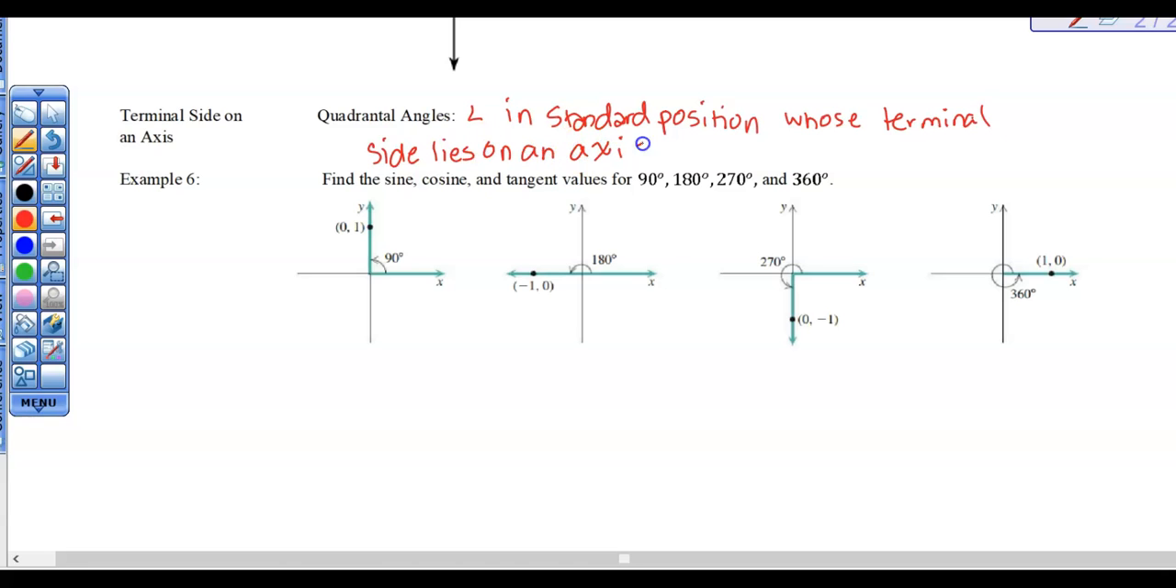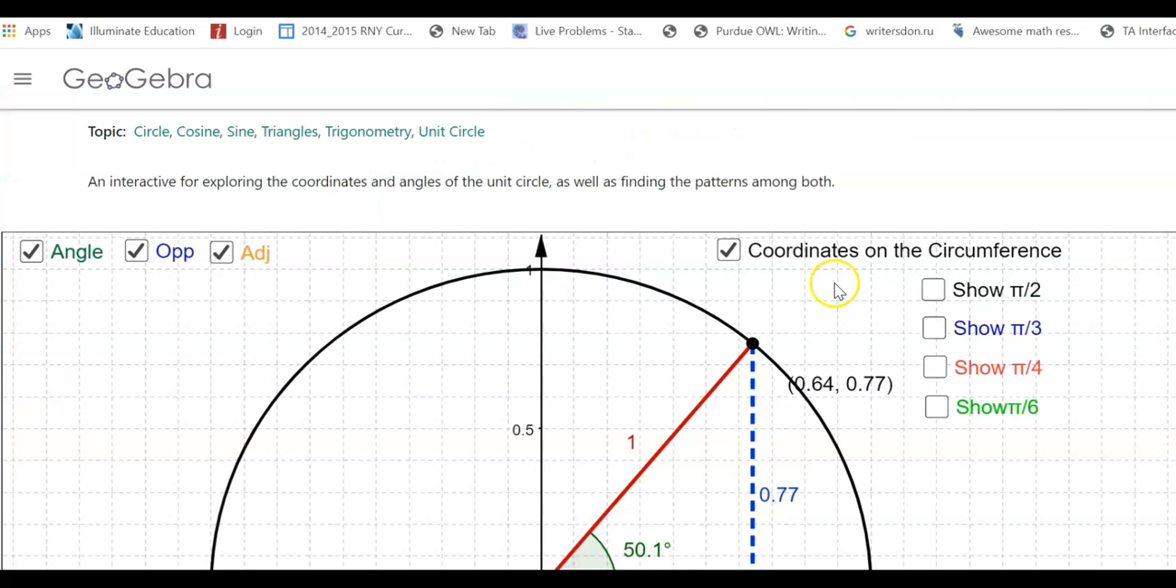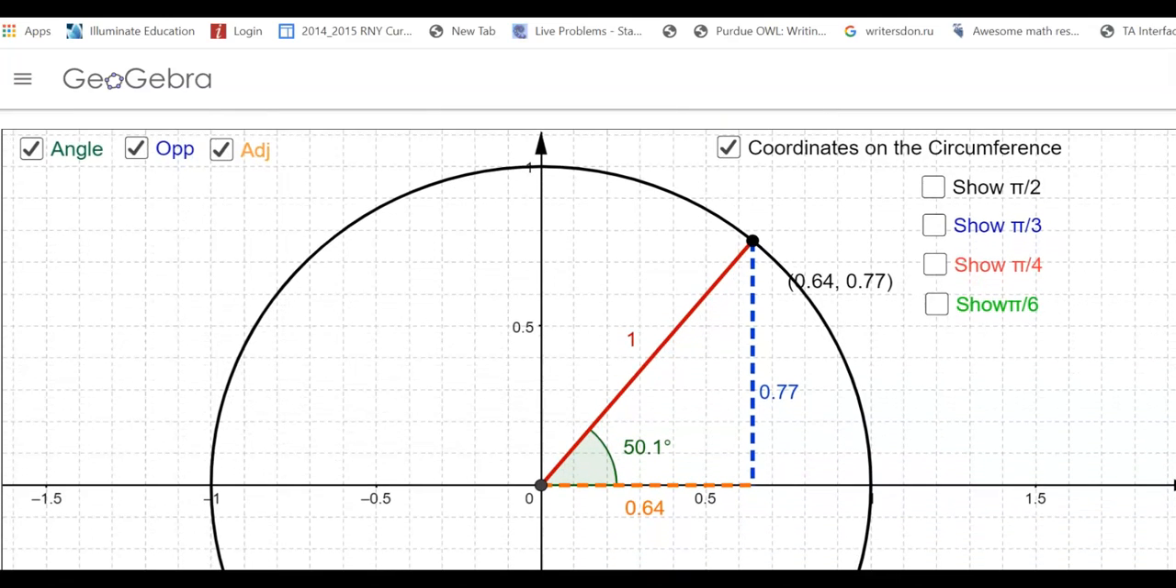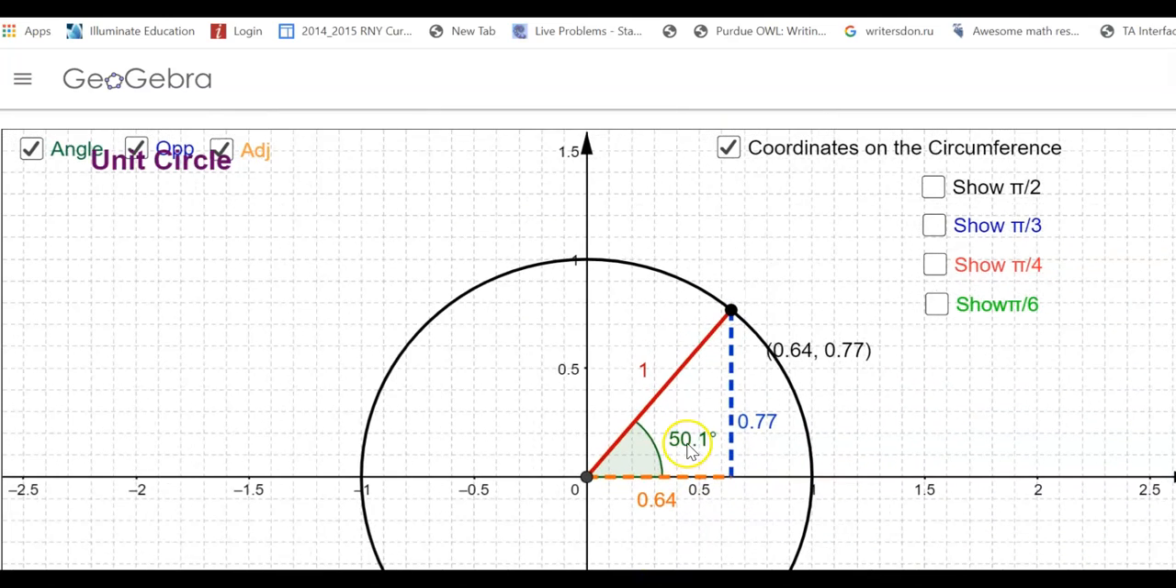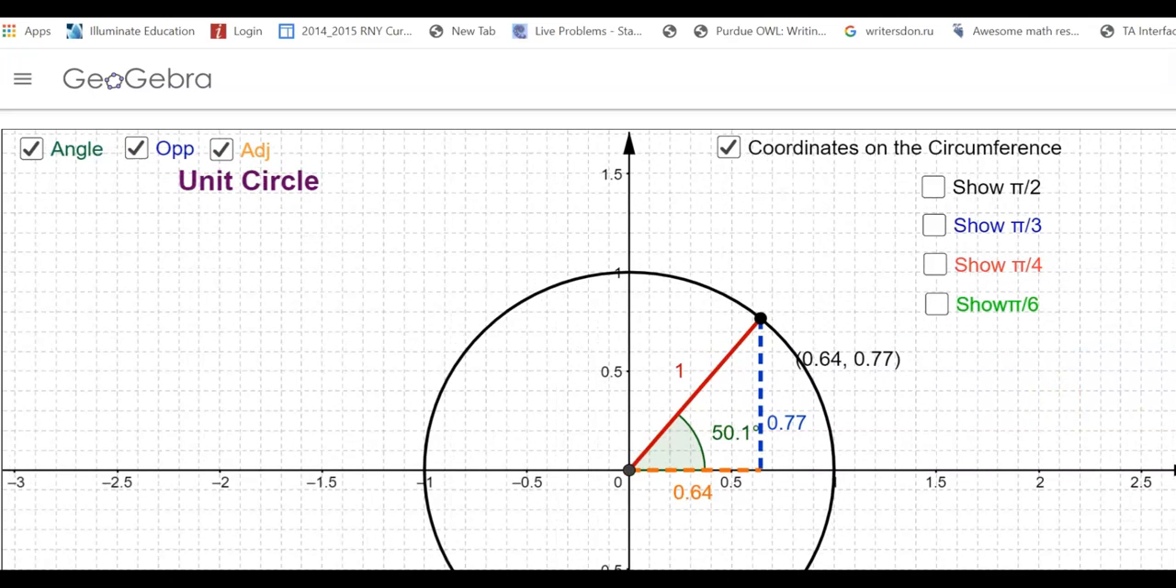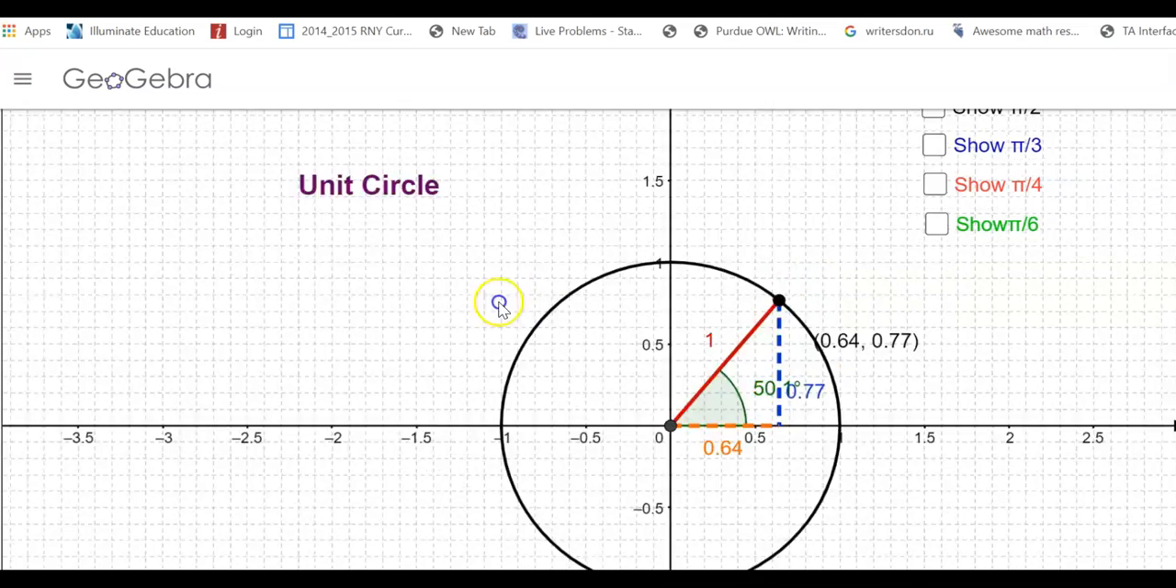Okay, and so down here in example 6, I'm asking you to find the sine, cosine, and tangent values for 90, 180, 270, 360 degrees. And all of these in example 6 are examples of quadrantal angles. You can see the terminal side is lying on either the x-axis or the y-axis. So sometimes these things get tricky. So what I'm going to do is go to an online circle here. And I'm going to zoom out just a little bit so we can see the whole circle.